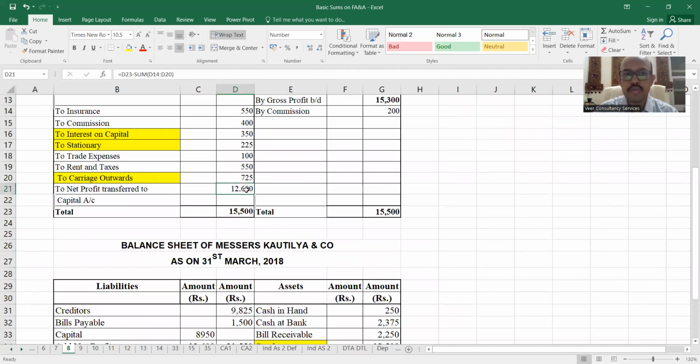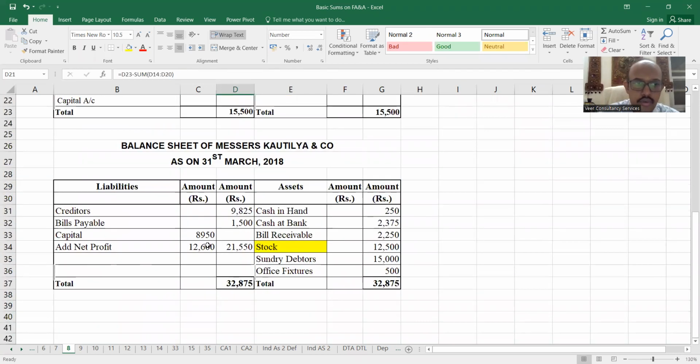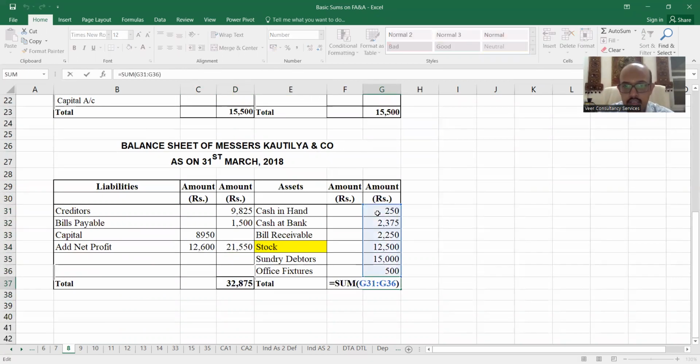तो जो 12,600 आया, it's my net profit. This 12,600 will go somewhere over here and be added to the capital, 12,600. So when I add them, my outer column capital is 21,550. इसके बाद there is nothing that remains. So I'll do a total of assets. It comes to 32,875. I'll do a total of liabilities. It comes to 32,875. So my asset and my liability both are matching. They are tallying up. So we say that the sum is over and probably we are correct.